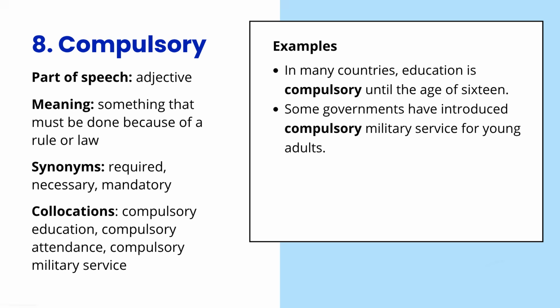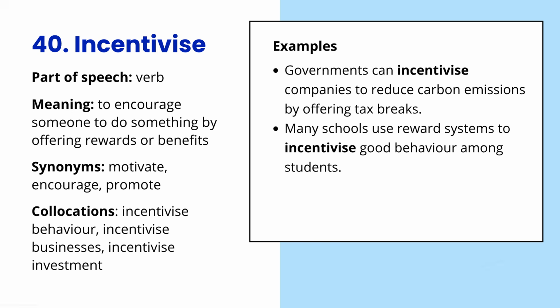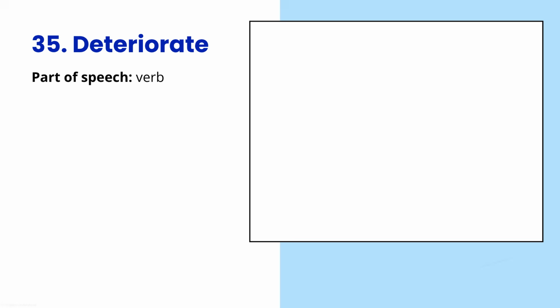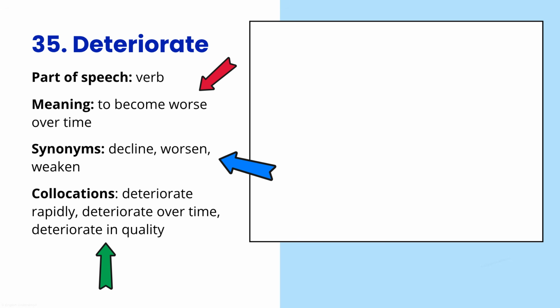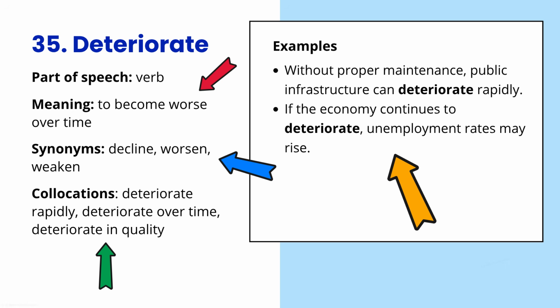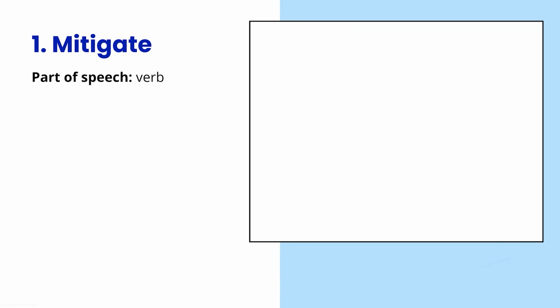In this video, I'm going to show you 50 advanced words you can use for writing task 2. Not only that, but for each one, you'll learn the meaning, useful synonyms, common collocations, and we'll look at some example sentences. Let's get started with word number 1, which is mitigate.